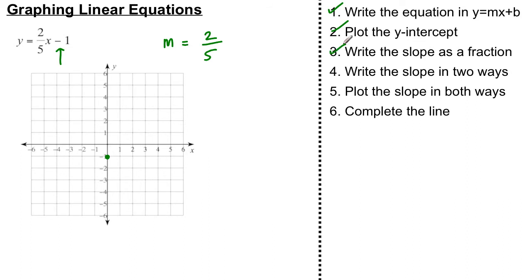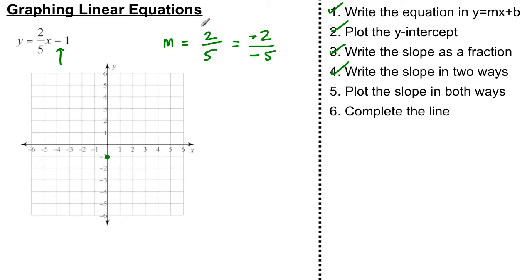Okay. And now we want to write the slope in a second way. So we need to think, how can we write 2/5 as an equivalent fraction? And what we want to do here is look at negatives. This is the same thing as -2 divided by -5. Right? 2 negatives make a positive. Okay, so we wrote the slope in 2 ways. And now we want to plot the slope in both ways.